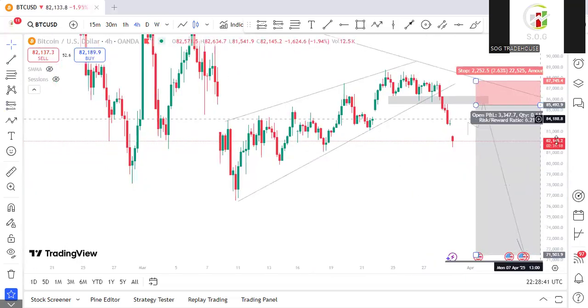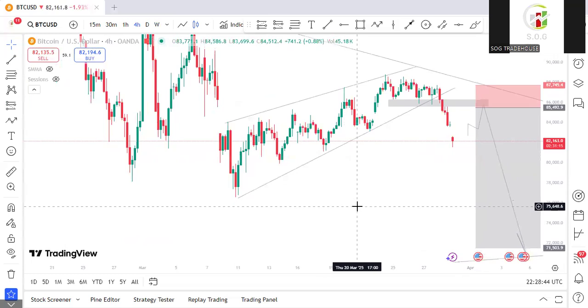So guys, this is my analysis on BTCUSD, and these are the pairs I'll be looking at for this week's market breakdown.